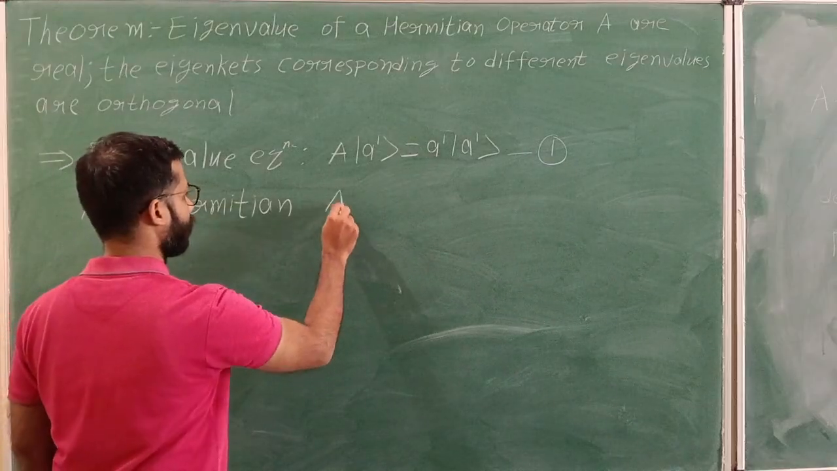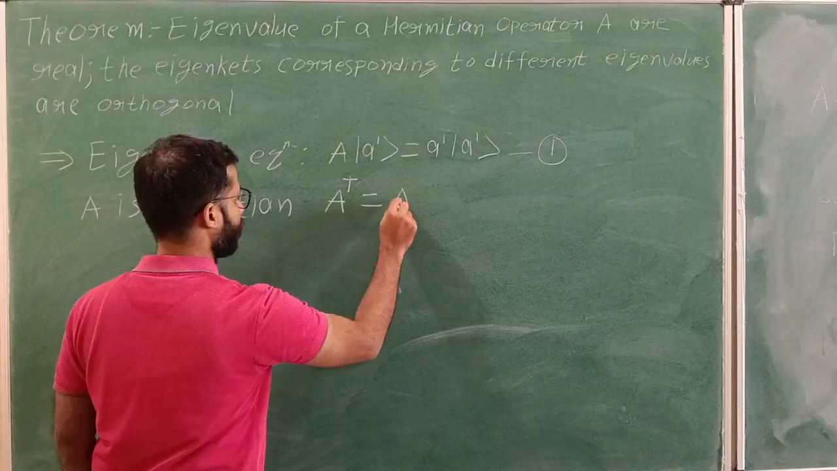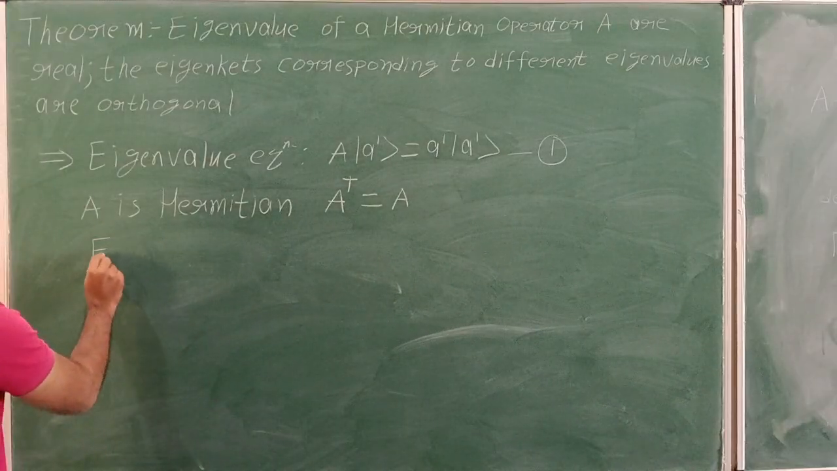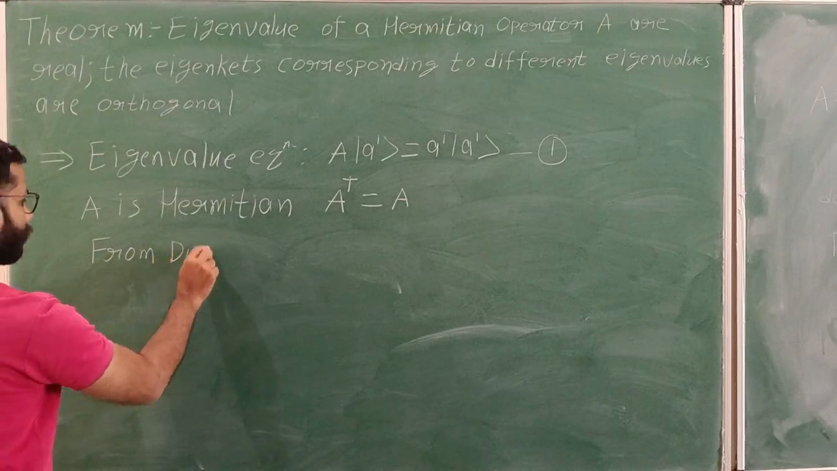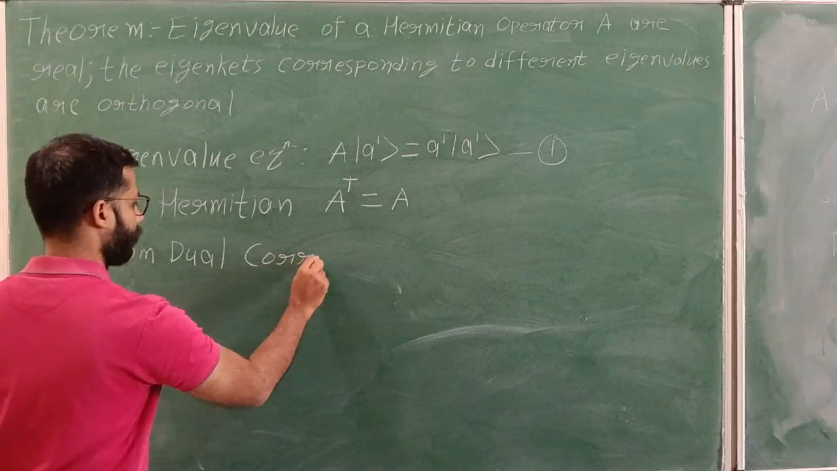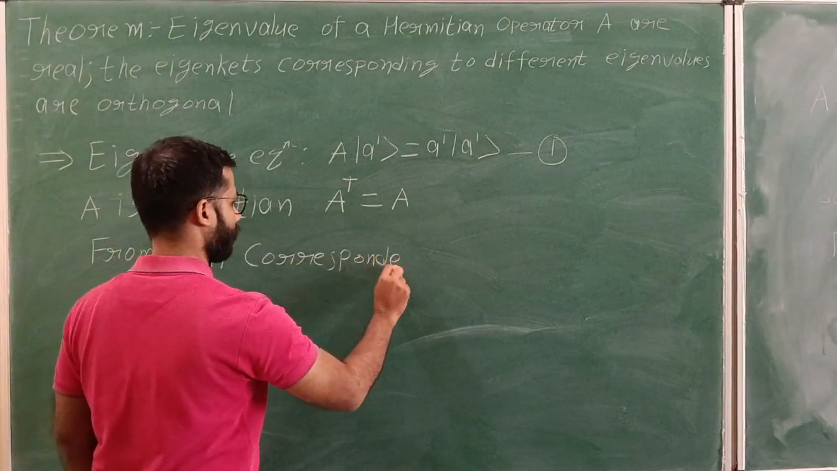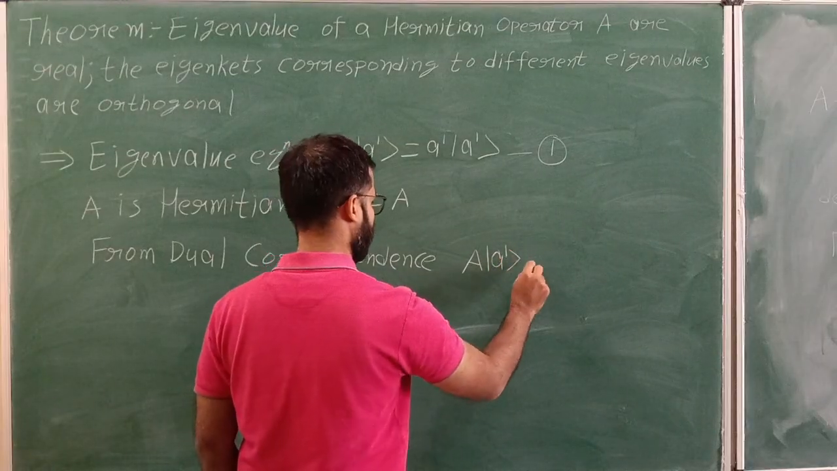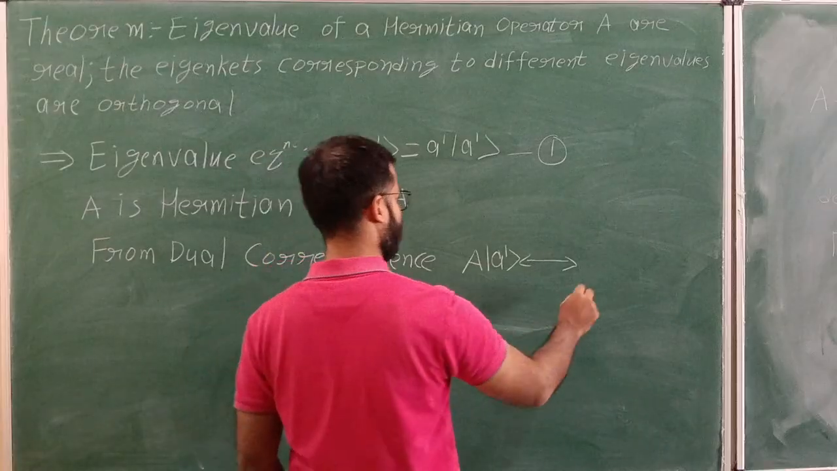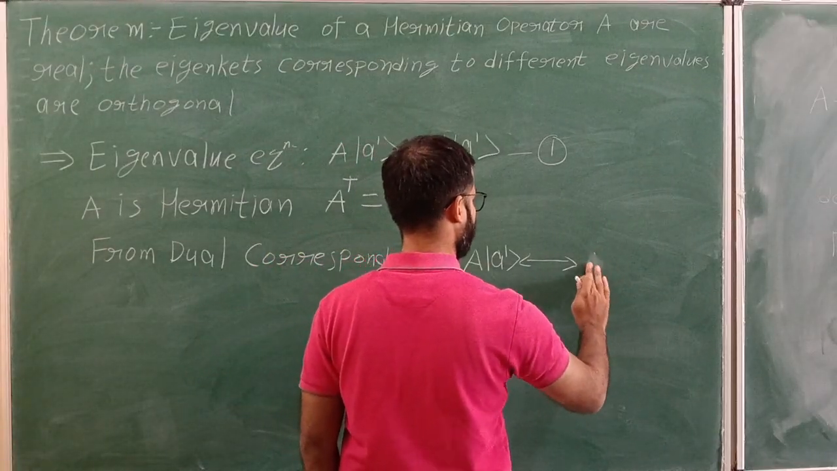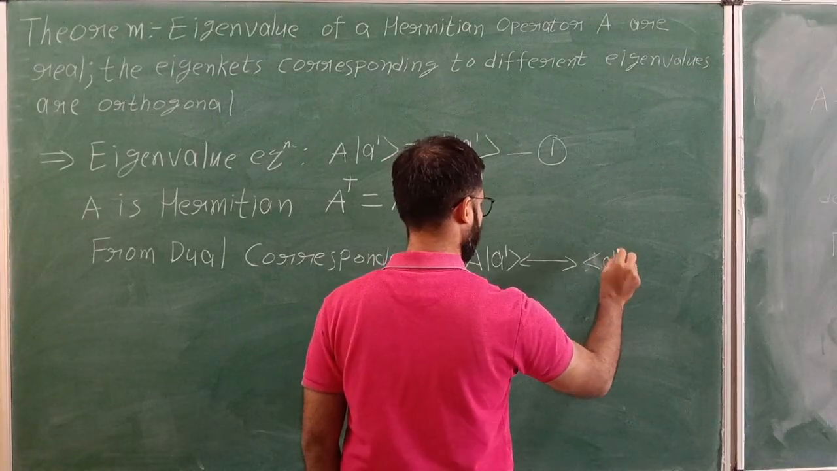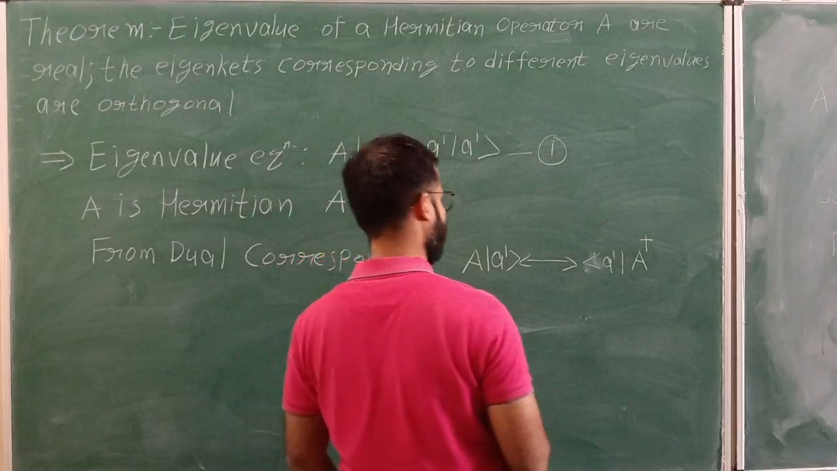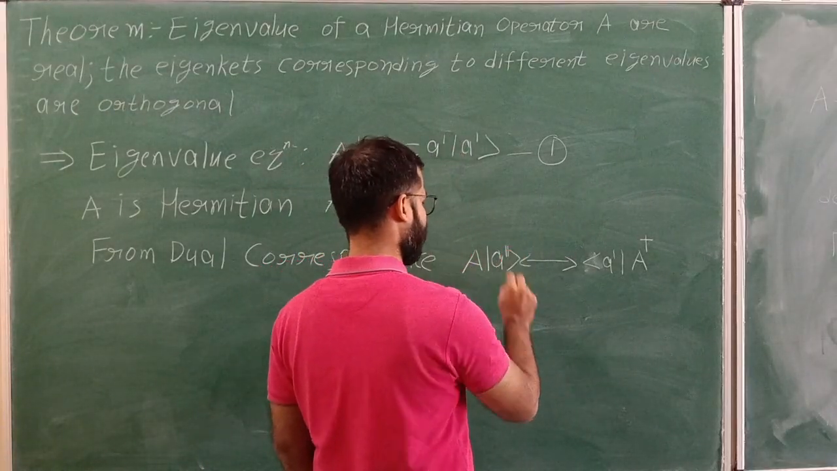it means that A dagger is the same as A, complex conjugate transpose, if you would like, and from dual correspondence, A acting on A prime, then the reverse, A prime, the dagger operates on the bra. Let's say this is a different vector, A double prime.